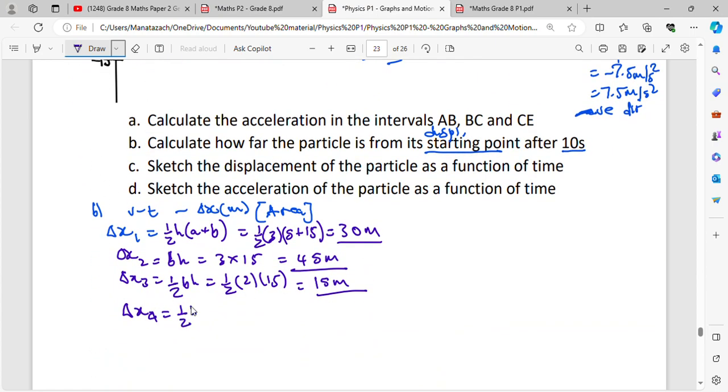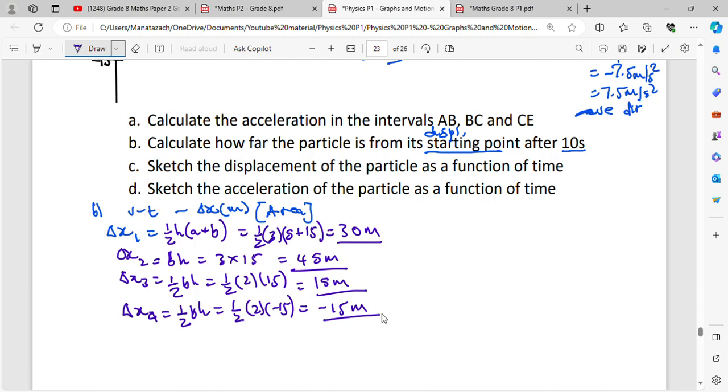Since it's a triangle, half base times height. Base is 2, height is minus 15. Remember the signs, because we are calculating a displacement, so displacement is going to be minus 15.